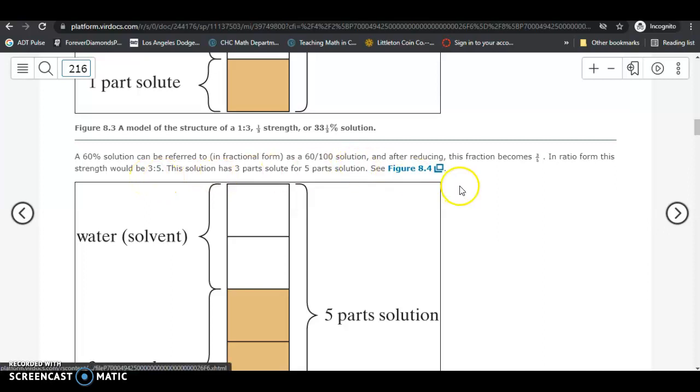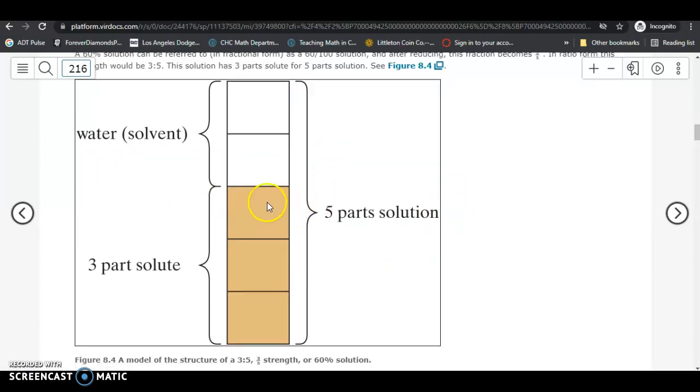Here's a picture of what that might look like. So 3 of the parts are the solute, and then the total number of parts, which is 5, make up the solution. Which means that the 2 parts are the solvent.